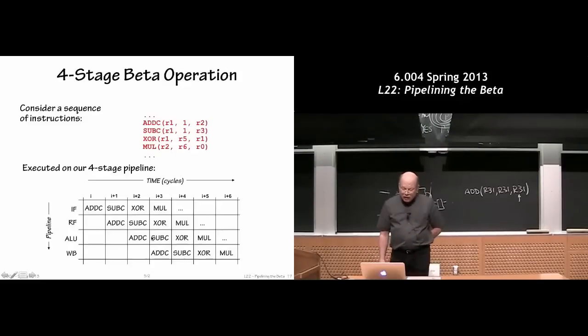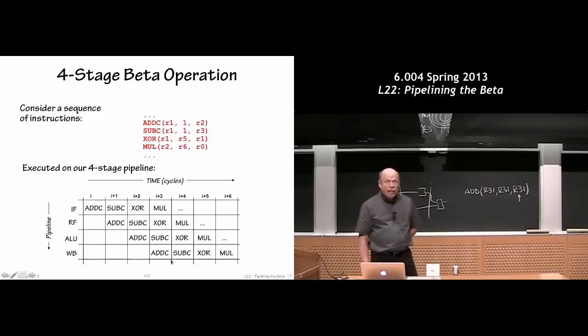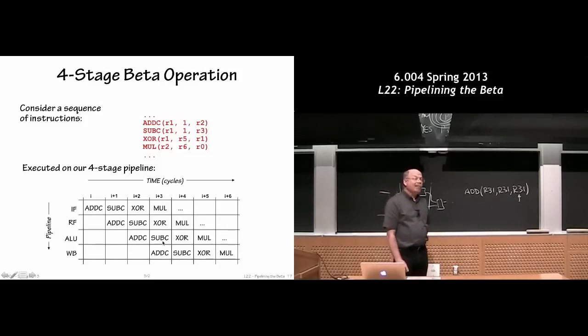So in fact, this particular set of operations works well. It's at this point, magic point here, right at the end of cycle I+3, at the end of the write back stage, that the add C finally will update the contents of R2, but none of the mul, XOR, or sub C used R2, so we're all set. Right? I'm sorry?